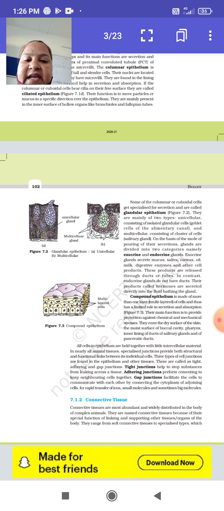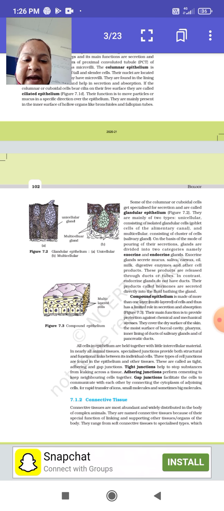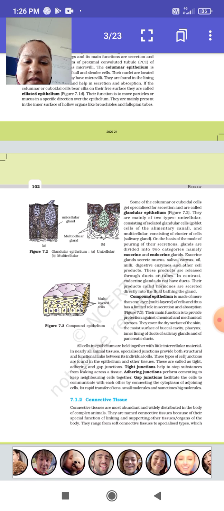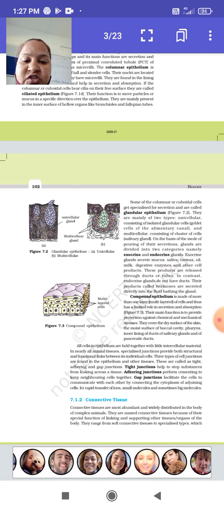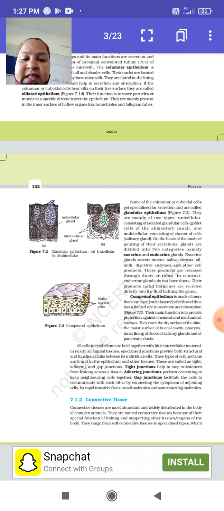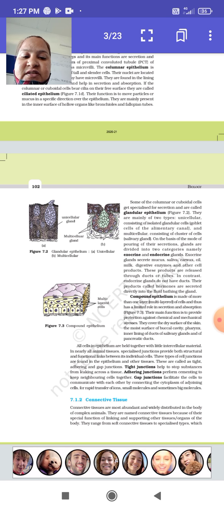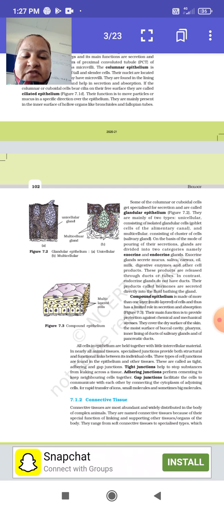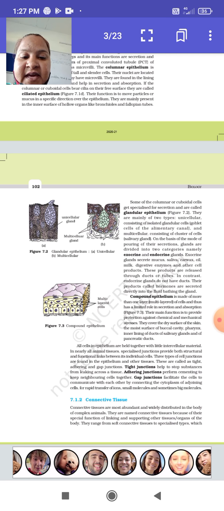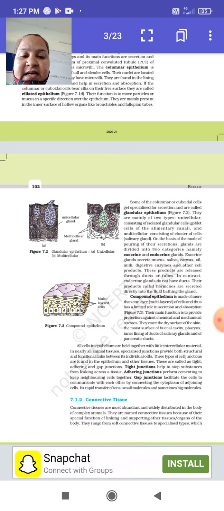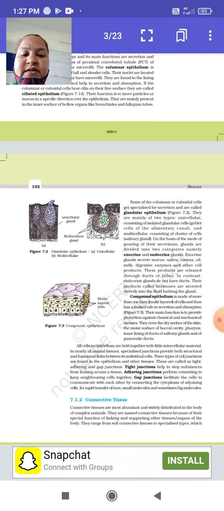Now students, you have another topic that is known as junctions. Now what are junctions? These are specialized junctions which provide both structural and functional links between the individual cells. Basically, what are junctions? They provide a link between two things. In the same way, these junctions provide a link between two cells.